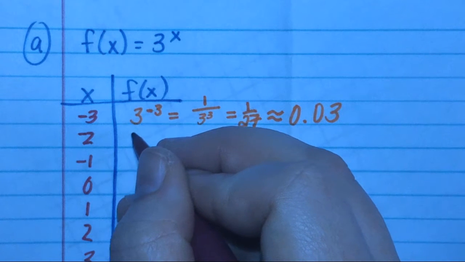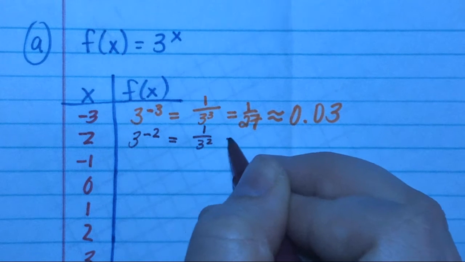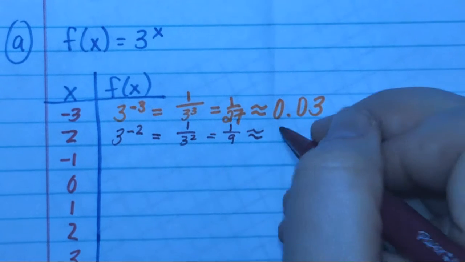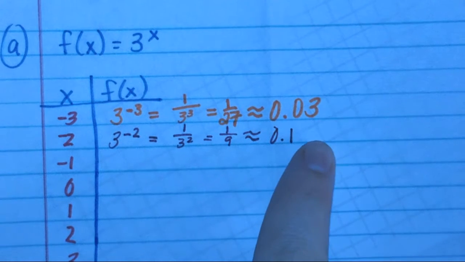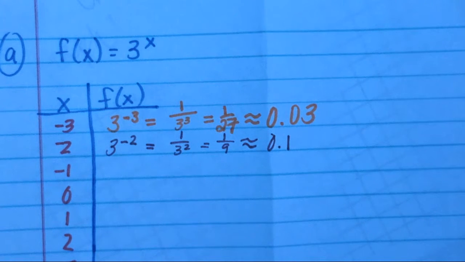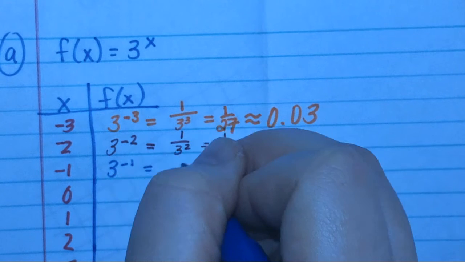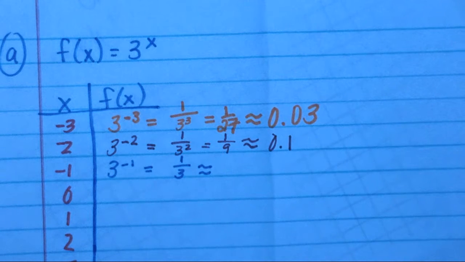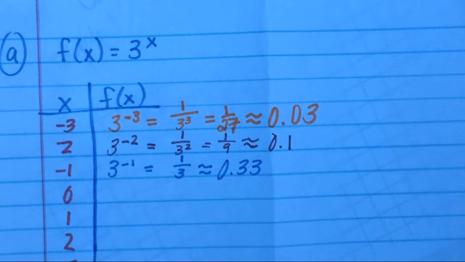Okay, so I'm going to do the exact same thing with the -2. 3 to the -2, that's 1/3 squared. So it's 1/9. I need that decimal. 0.1. Okay, we started off super tiny, really close to 0. We're growing a little. Let's see if we grow even more. So if I plug in a -1, I have 3 to the -1, which is 1/3 to the 1, which is just 1/3. I need to know that decimal. That is 0.33. Oh, look, I'm getting even bigger.